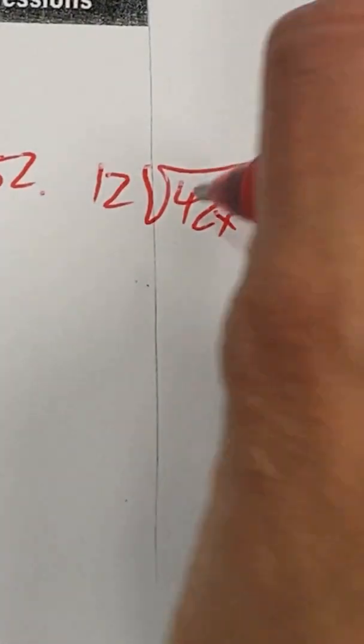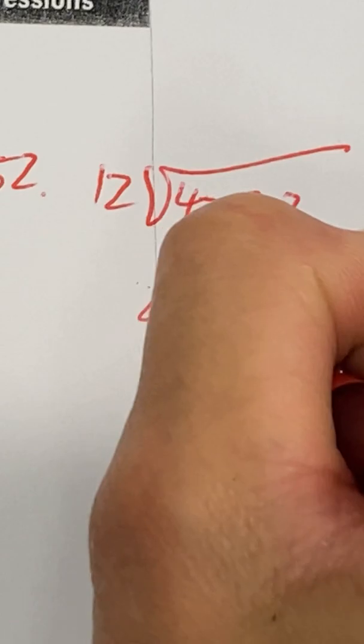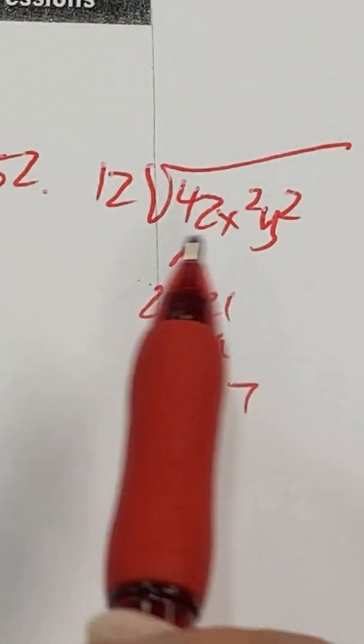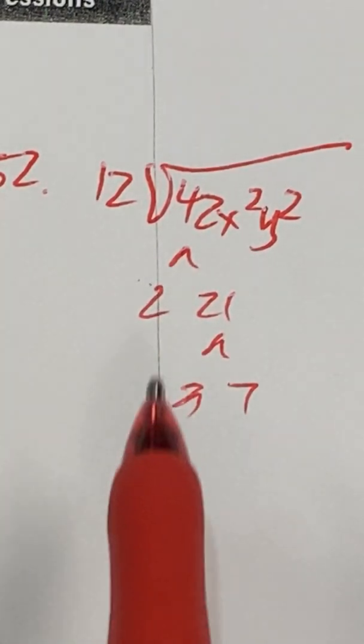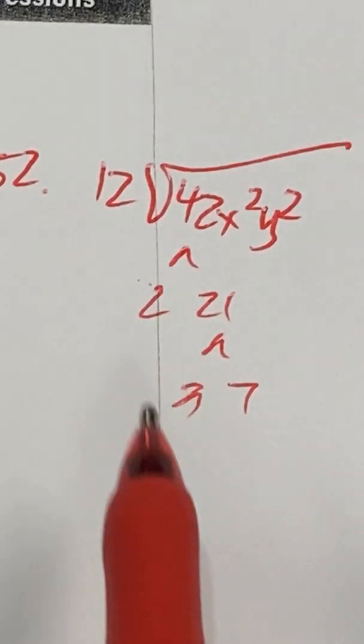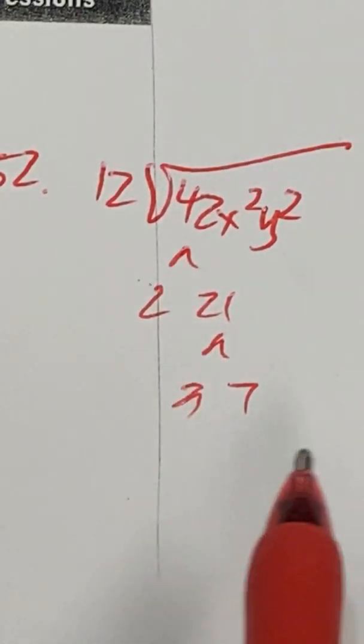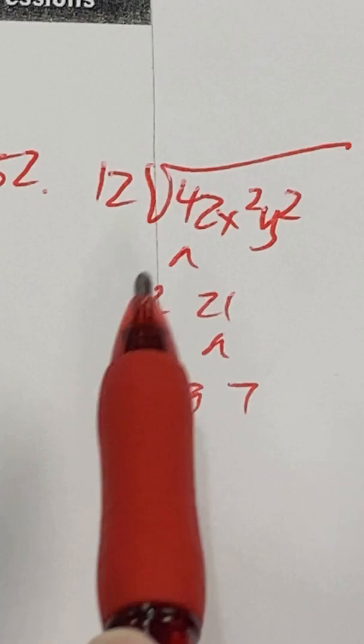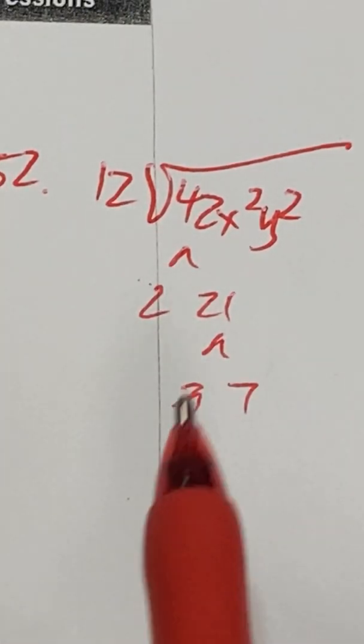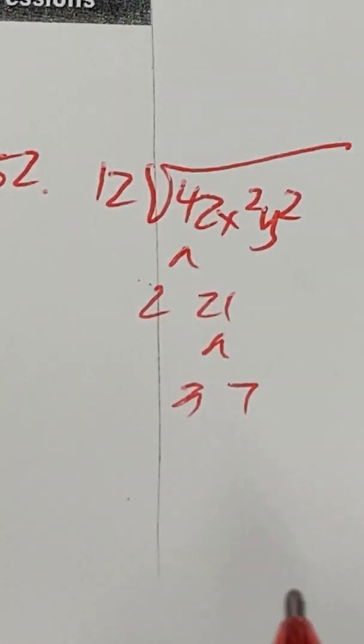Sure, square root of 42, 2 times 21, 3 times 7. Oh gosh, do we have any pairs of terms? No, this was a good question for me to choose. What do you do if you don't have any like factor groups? It just stays, you can't simplify it anymore. It's just like a fraction. It can't be reduced any farther.